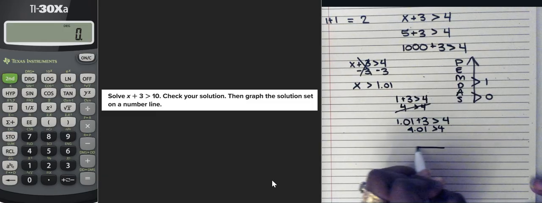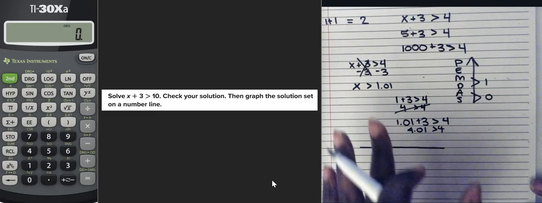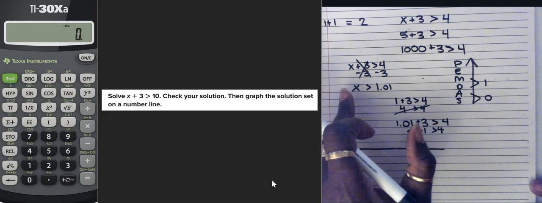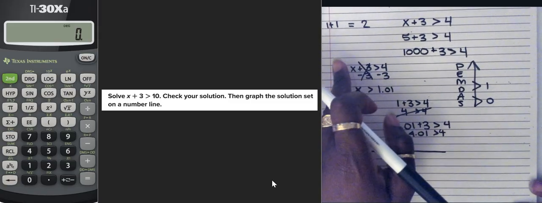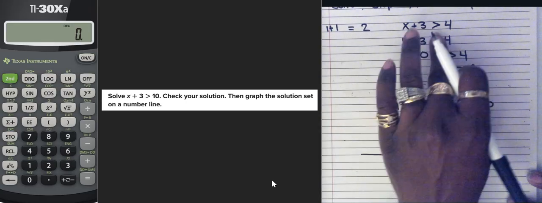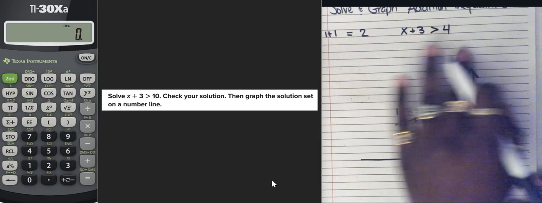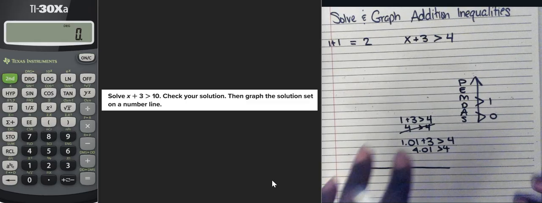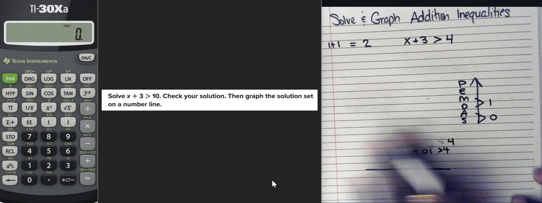So for example, I'm going to plot this on here, and I'm going to go back to my example up here. x plus 3 is greater than 4. So we'll start back up to here. Okay. So x plus 3 is greater than 4. We're going to get rid of all of this.